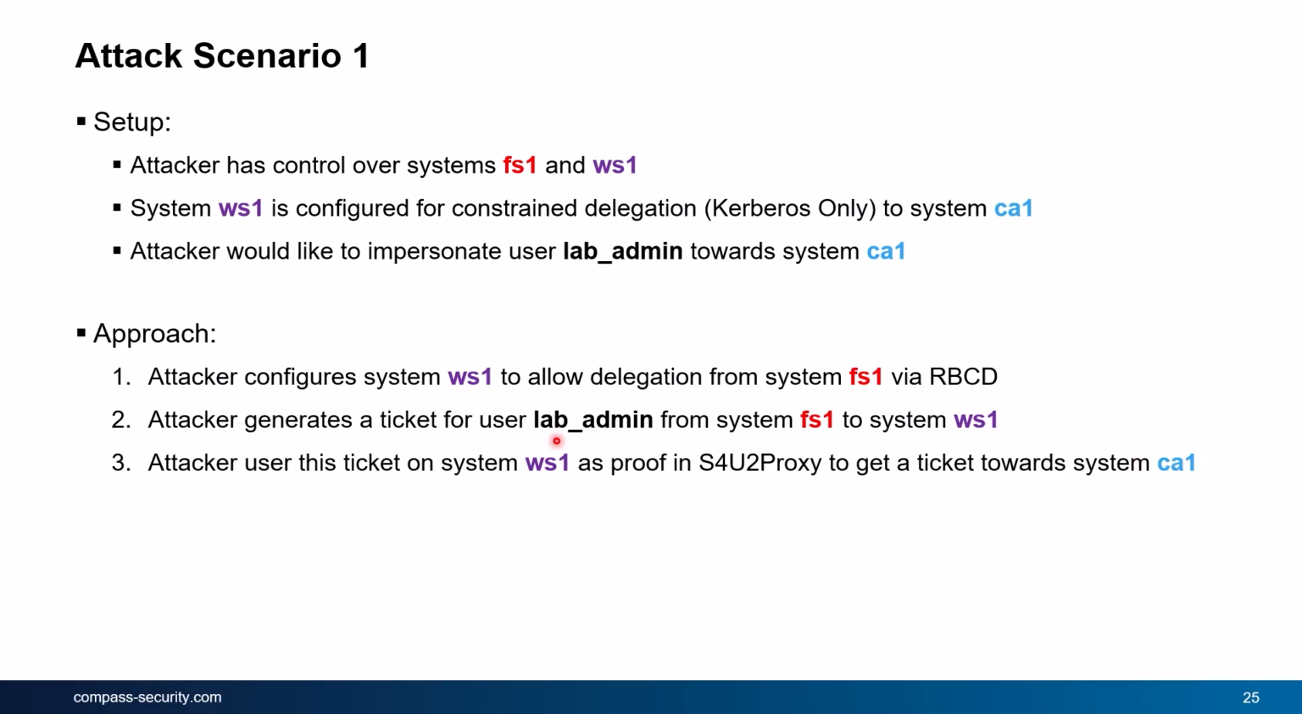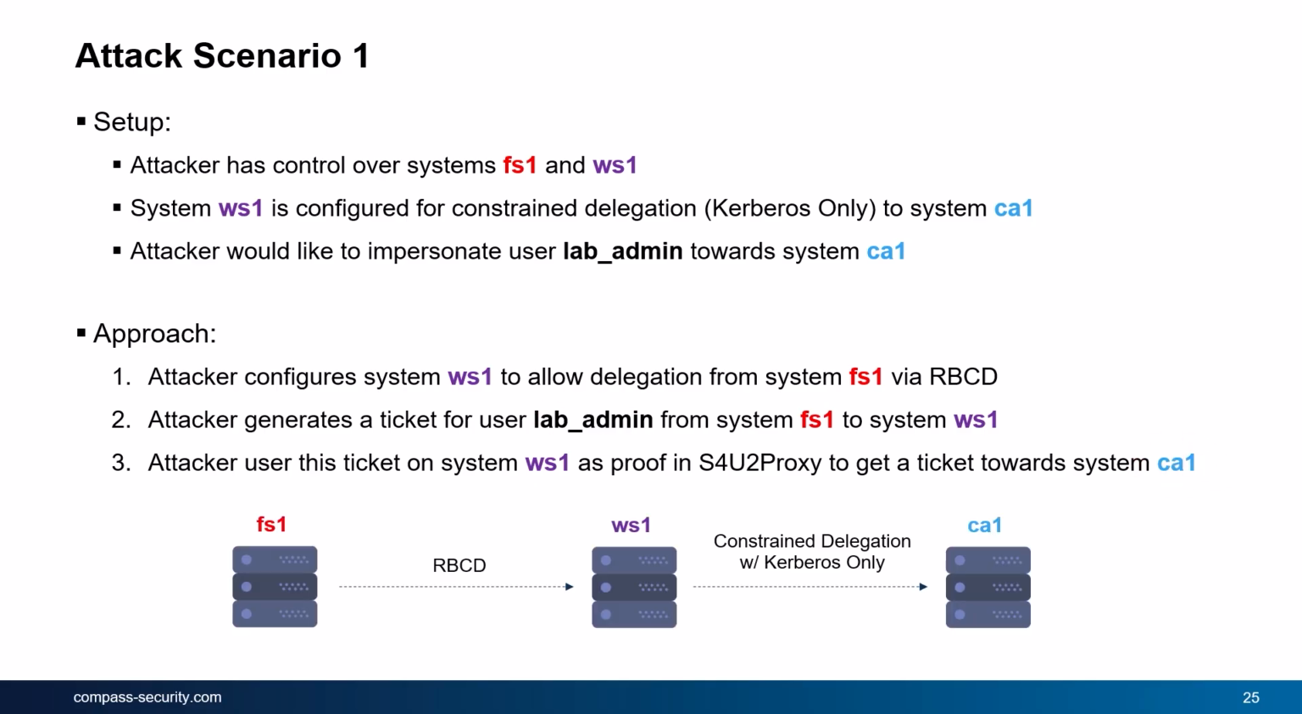Quickly visualized, the setup will then look like this. We have in the middle WS1. This is the system that is allowed to perform constrained delegation in Kerberos only mode towards CA1, the backend service. And on the other end, we have FS1, which is the resource that we as an attacker control as well. And we configure resource-based constrained delegation. So FS1 will be allowed to delegate to WS1 and WS1 will be allowed to delegate to CA1.